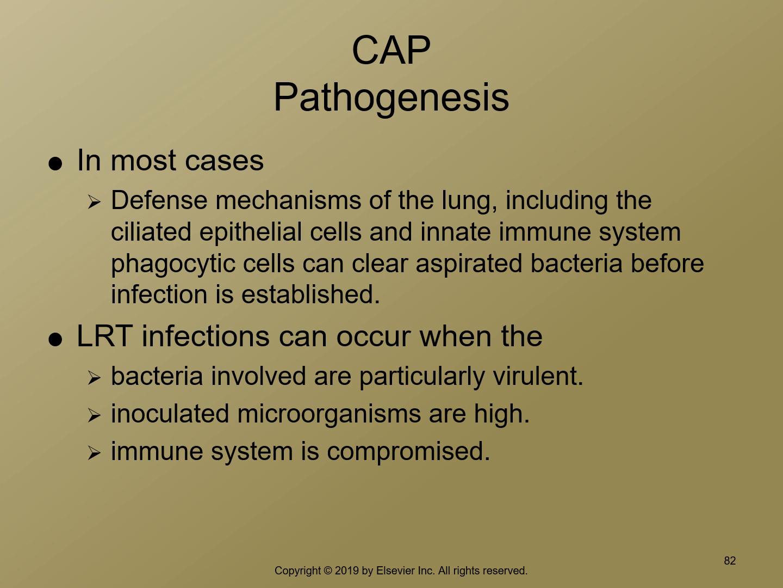In most cases, bacteria from the oropharynx or the GI tract gain access to the lower respiratory airways through aspiration. Normally the defense mechanisms of the lung, including ciliated epithelial cells and innate immune system phagocytic cells, can clear the aspirated bacteria before infection is established. Infection of the lower respiratory tract can develop if the bacteria involved are particularly virulent, the inoculum of inhaled microorganisms is high, or the immune system has been suppressed or compromised.